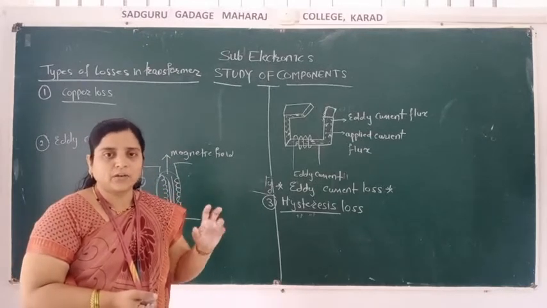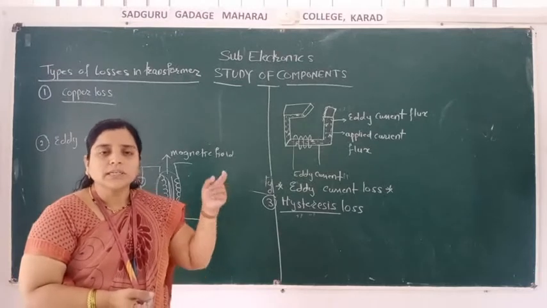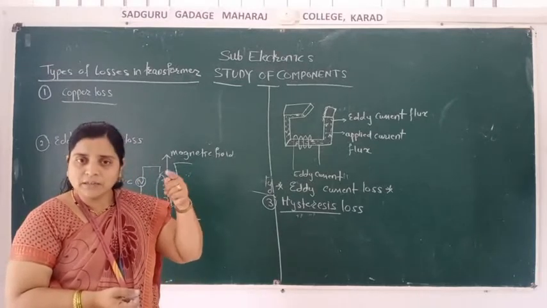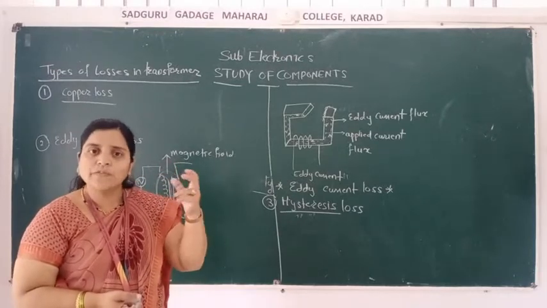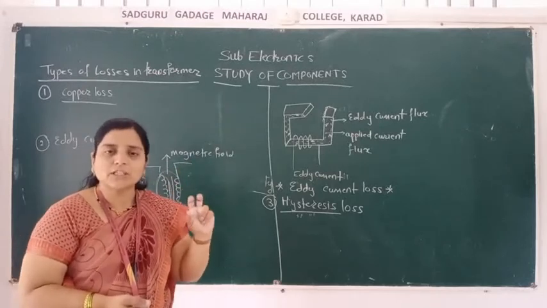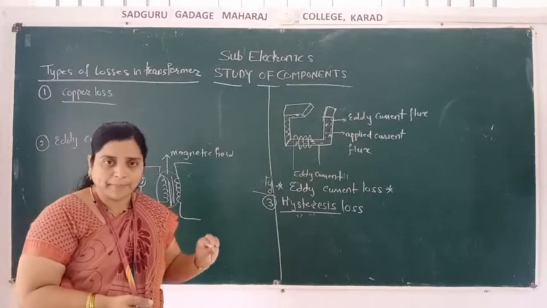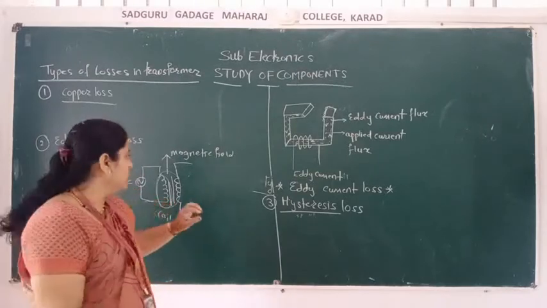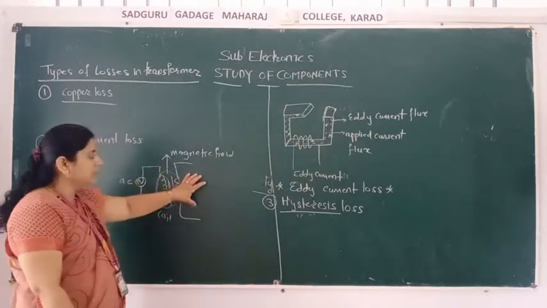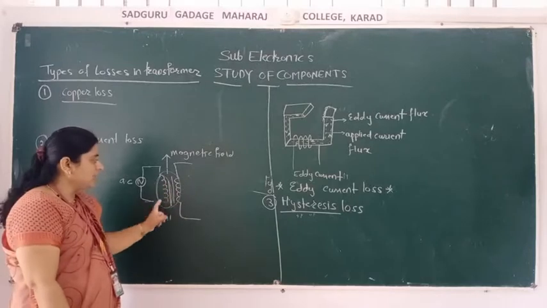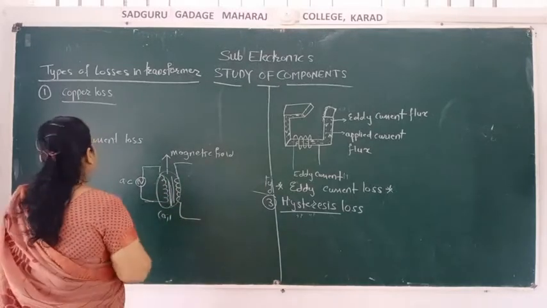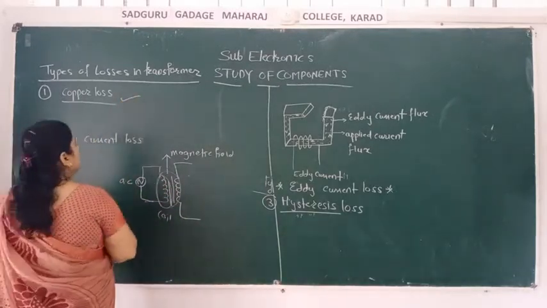All of you understand? Why is it called copper loss? Because the coil has wire wound on it, and that wire is of copper. What is the wire made of? Copper. Therefore there is a loss in the primary winding and the secondary winding of the transformer, and that is called the copper loss. Means what?